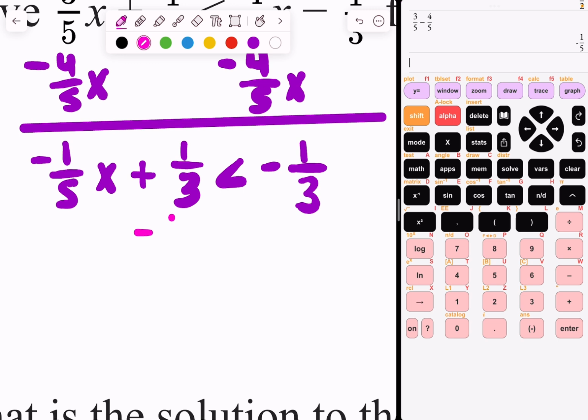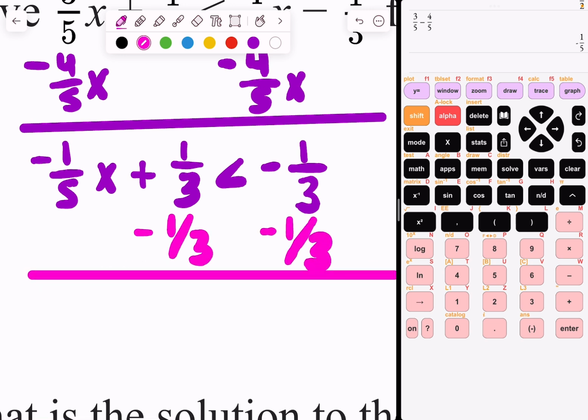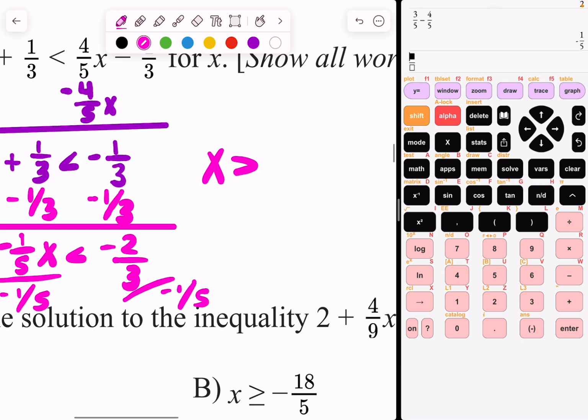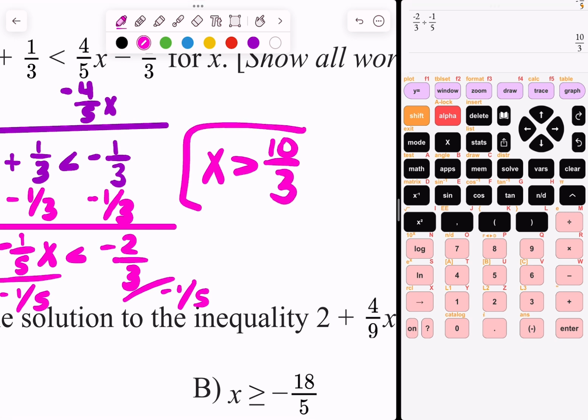Now, to get rid of this 1 over 3, I'm going to subtract from both sides. When you subtract negative 1 over 3 from negative 1 over 3, that does not become 0. That is negative 2 over 3. And now I'm going to divide both sides by negative 1 over 5. Because I'm dividing by a negative, I have to flip my symbol. And let's see what this gets us. Negative 2 over 3 divided by negative 1 over 5, and I get 10 over 3. Perfect.